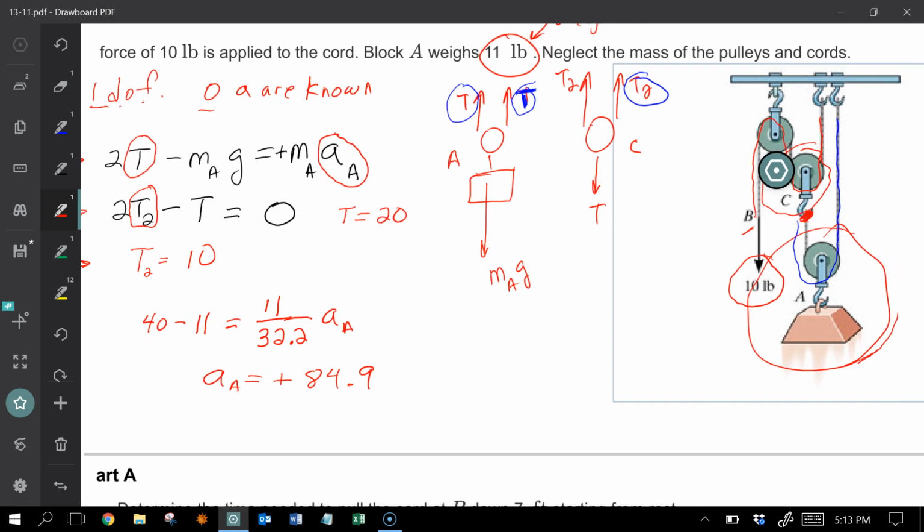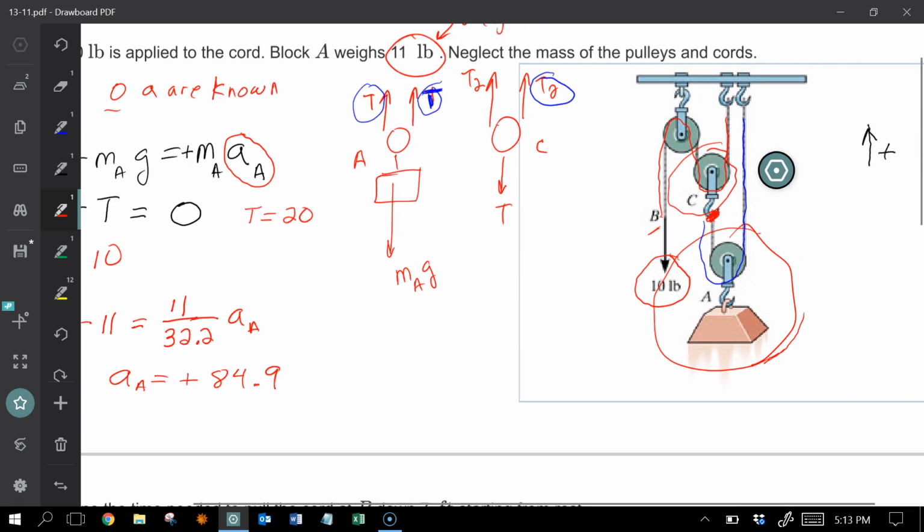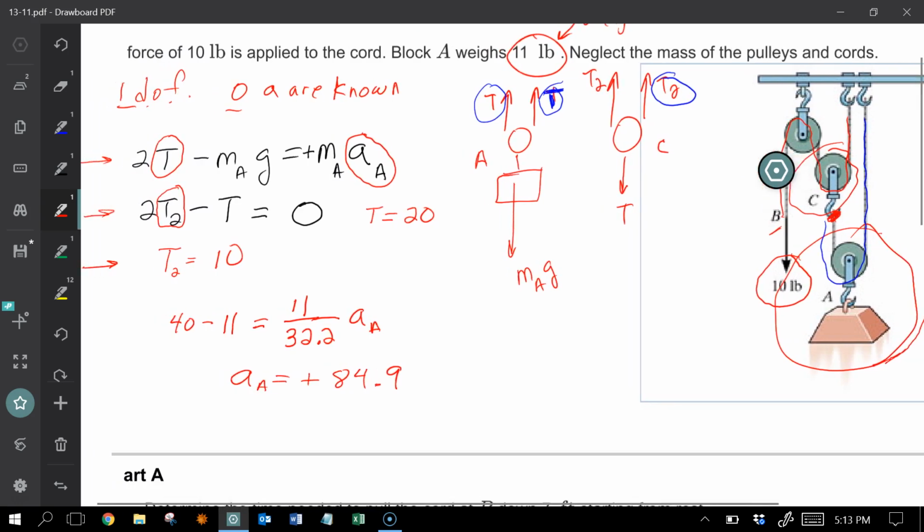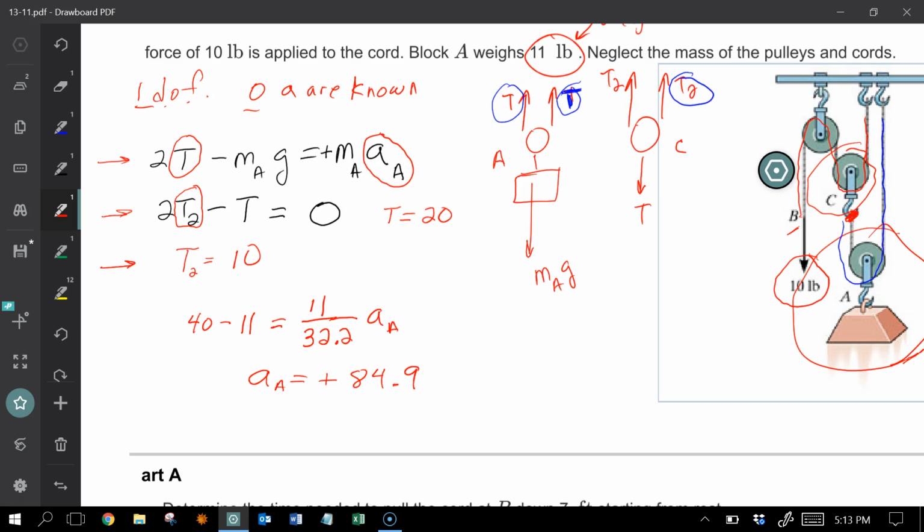Notice that I get a positive number. That positive number means that whatever I thought the direction of the acceleration of A was, I'm correct. What I thought it was doing is accelerating in the positive direction, which is up. And I'm right. It does in fact go up, which is kind of obvious, I guess. Well, I guess not. It could be that B went up. If A was really heavy and you're not able to hold it up, it would accelerate downward. Anyway, it's up like I thought, and the acceleration is 84.